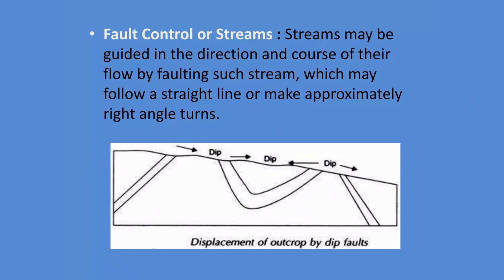Structural control over streams. Suppose there is a stream going like this, and then it is offset like this. So there is a possibility that the faulting has occurred across this. That is why these streams are offset, and you can notice it. This is one example of the evidence of a fault.